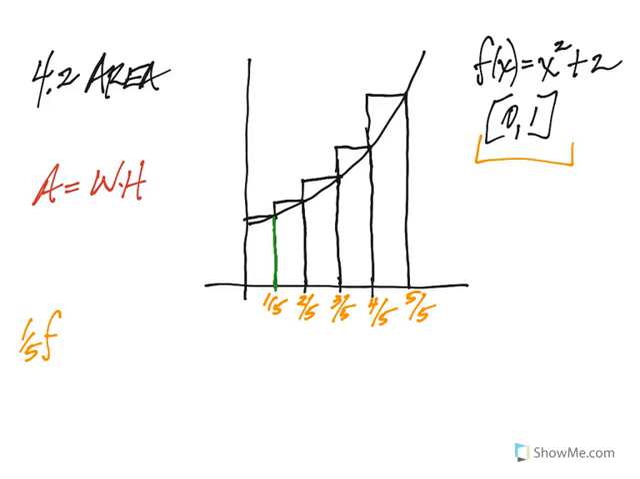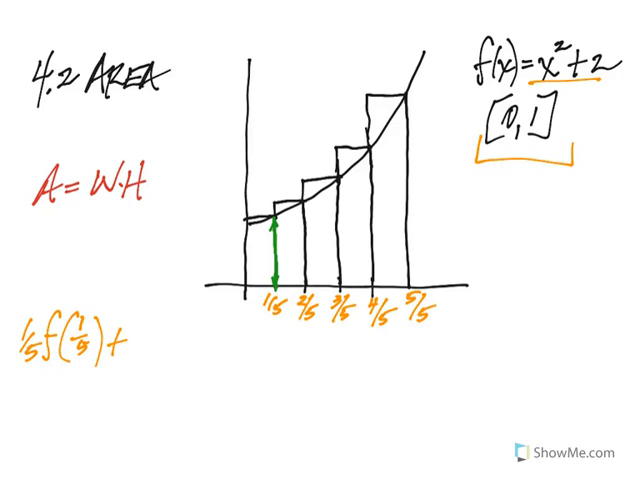What I would do is plug in 1/5 into f(x), and that will give me this distance right there. In functional notation, that is written as f(1/5). So essentially I would square it, and then add 2 to it, and that would give me that green height right there. So that's the area of the first rectangle.